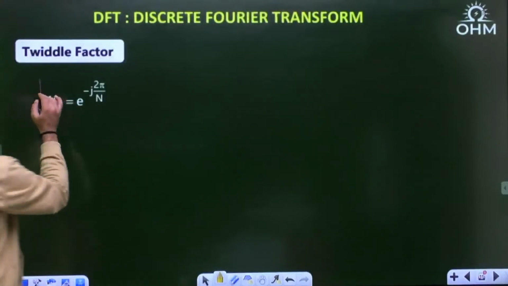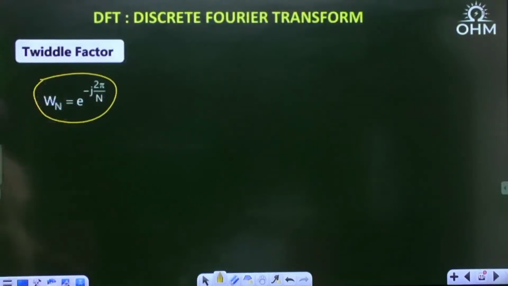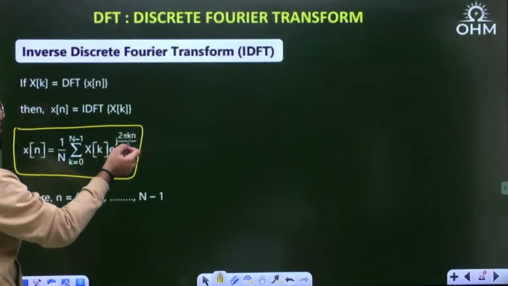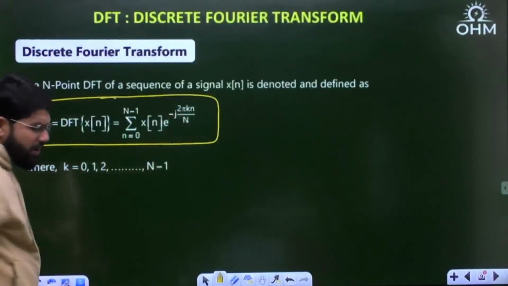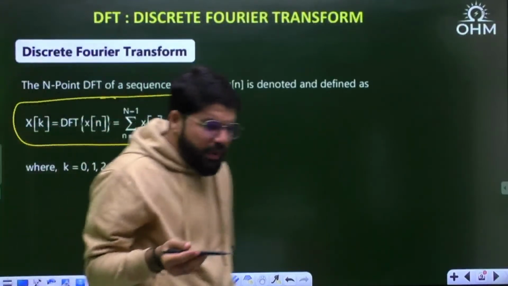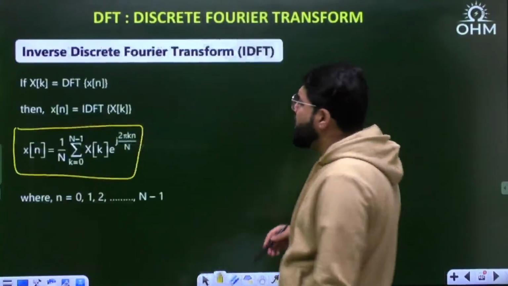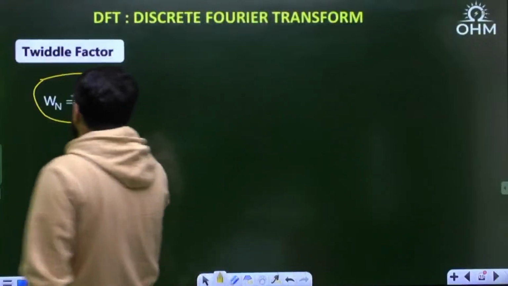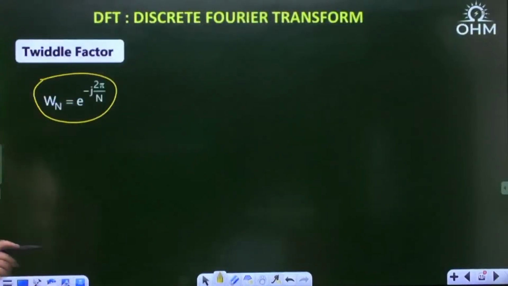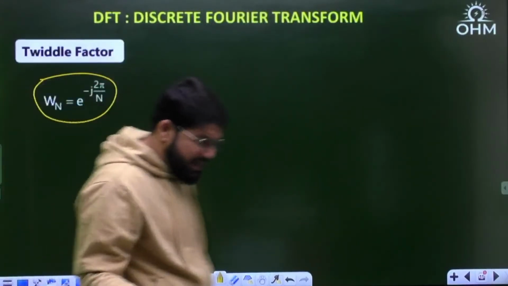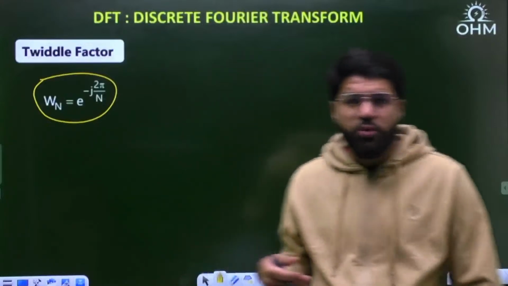Now, let's talk about this twiddle factor, because both of them involve e power plus j 2 pi by n or e power minus j 2 pi by n. Here e power minus j 2 pi by n is constant because n, the length of the signal, is constant. So let's say W_n, e power minus j 2 pi by n, is the twiddle factor, which mathematically also represents the nth roots of unity.